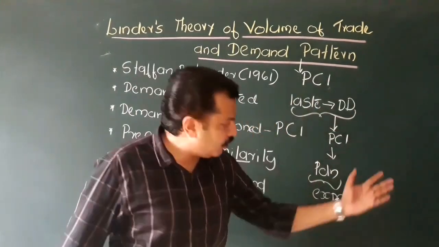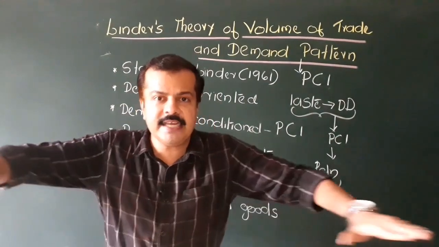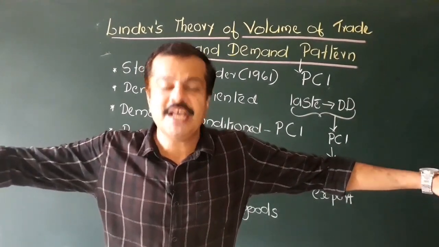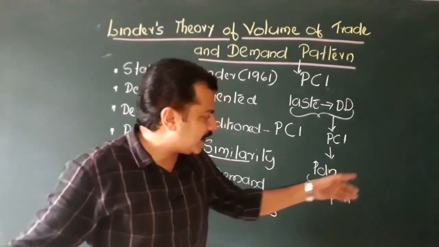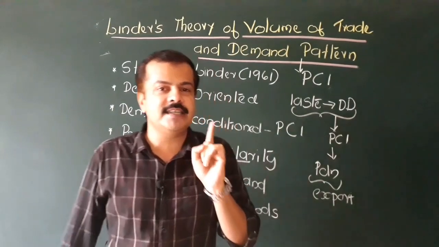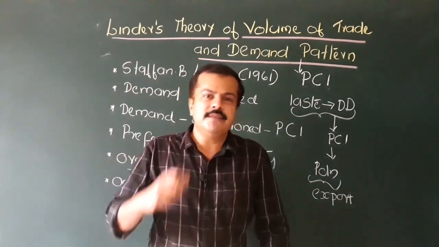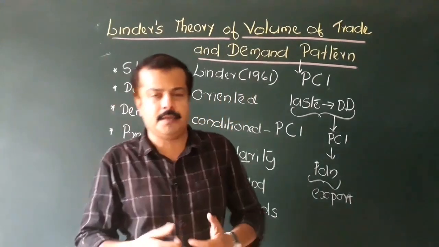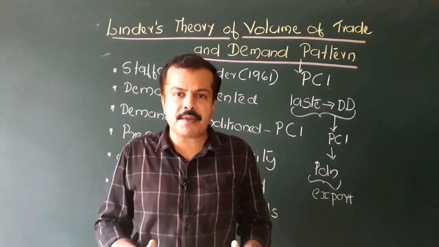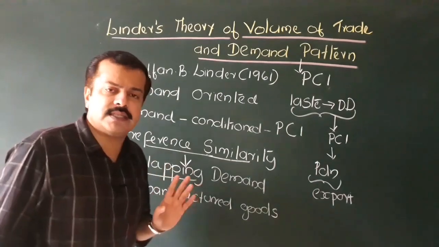But Linder pointed out that, because of all these reasons, there will be increased trade between countries having similar income levels, because similar income levels produce similar tastes and preferences. Similar tastes and preferences produce similar kinds of production. Similar production results in similar exports. They will trade between each other. That's why we call it preference similarity, and there can be overlapping demand as well, because the consumers of one country will obviously demand some of the commodities produced in the other country as well. So domestic production creates a base for export. And this theory only focuses on manufactured goods.